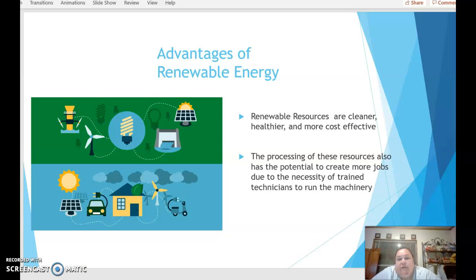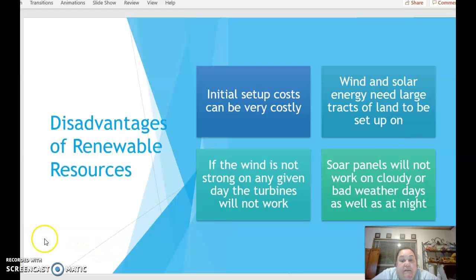The advantages of renewable energy are they're cleaner, healthier, and more cost-effective. They also have the potential to create more jobs because they need trained technicians to run the machinery in the high-tech plants. The disadvantages are the initial cost to set them up is very, very expensive.